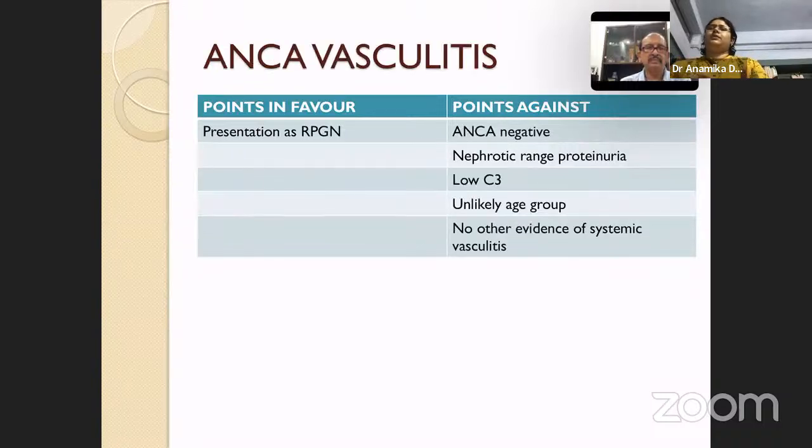Then coming to my next differential, which I had presented, which was ANCA vasculitis. Only point in favor was the clinical presentation. Otherwise, laboratory investigations wise, there were no significant points. ANCA was negative. The patient had nephrotic range proteinuria. C3 was low. Age group was unlikely, and she did not have any other evidence of systemic vasculitis.